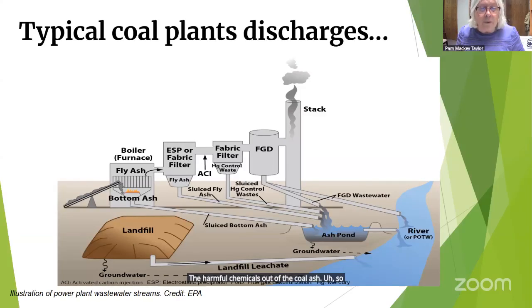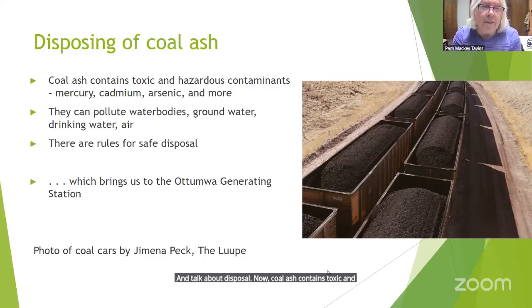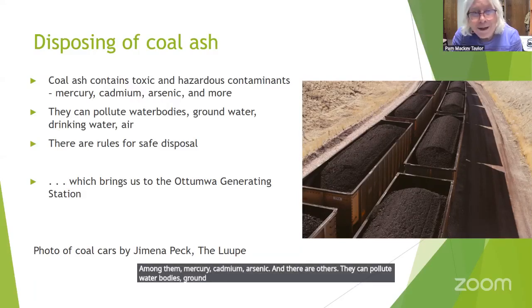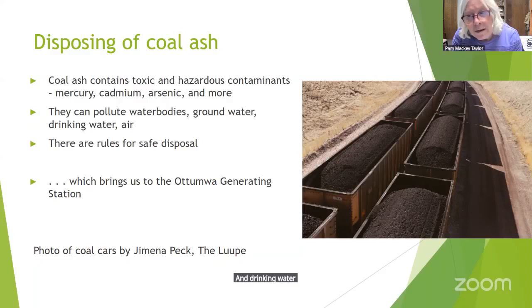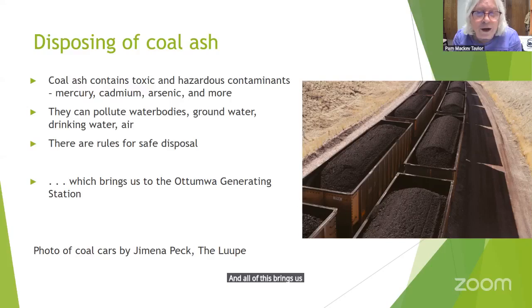So let's go on and talk about disposal. Now, coal ash contains toxic and hazardous contaminants, among them mercury, cadmium, arsenic, and there are others. They can pollute water bodies, groundwater, and drinking water. And because of that, there are rules for safe disposal. And all of this brings us to the Ottumwa Generating Station.